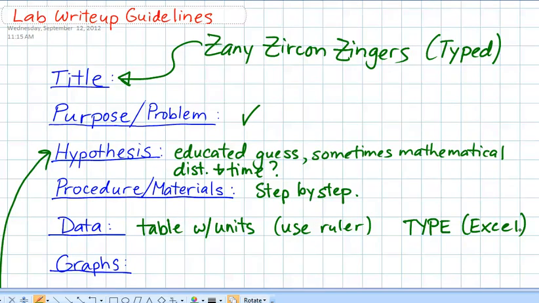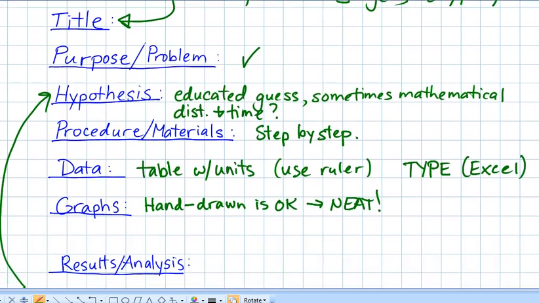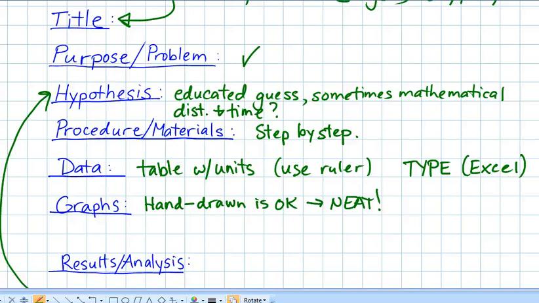Okay, so the graphs you've already done, I'm not going to make you redo them. Hand-drawn is okay, but they have to be neat. And as a reminder, you are going to have two graphs. The first graph is just distance versus average time.